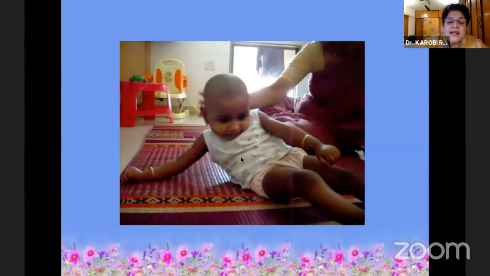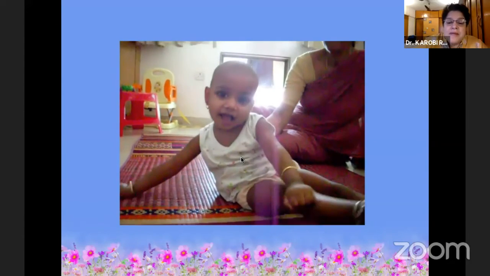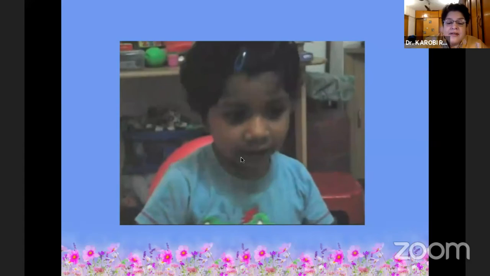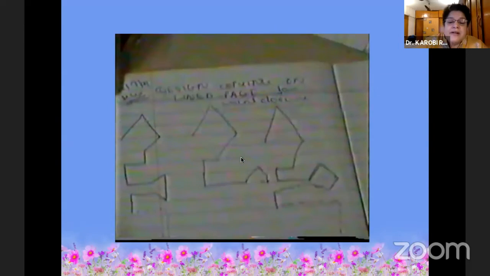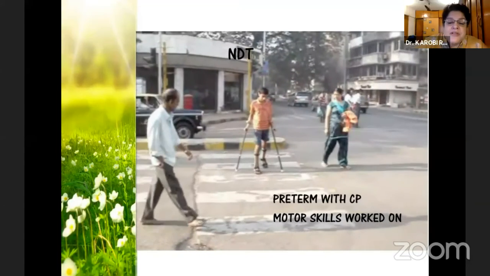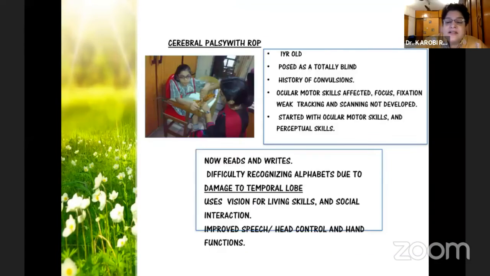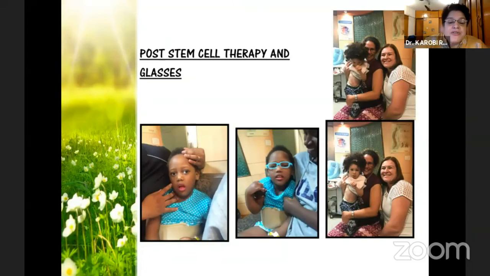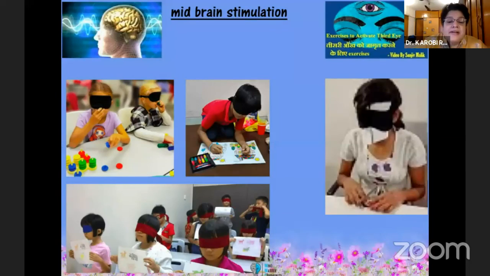This is another child who was babbling. This was actually a shaken baby, and this is how the child presented. But this child is now capable of independent ambulation. Another CP child who has done well. This is a learning disability child, and all these children do well. Stem cells have come in a big way, because we find that along with the stem cells, when you give them the glasses, they are much better rehabilitated than otherwise.